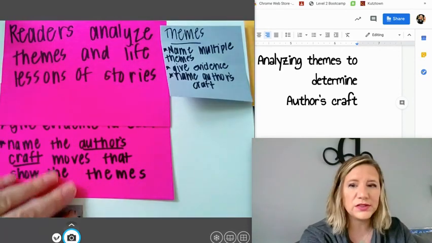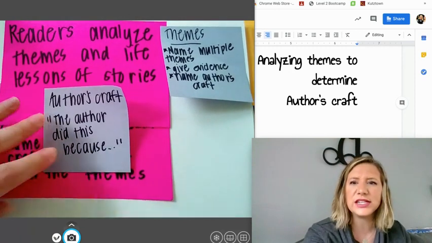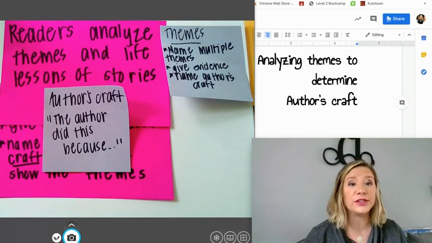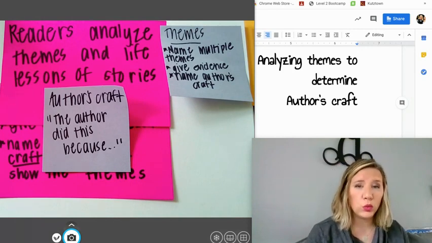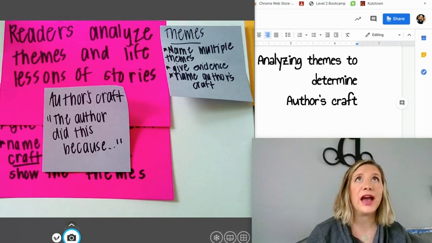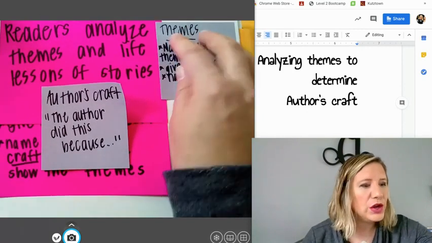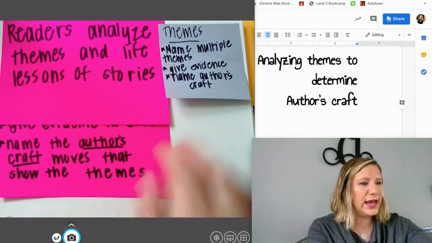So here are some sentence starters for you to do this work. Really the easiest one and the simplest one and the one that most people use is, the author did this because. Stating your opinion after you've developed and analyzed all of your themes and your character. So using that sentence starter, you'll see the work that we do today.